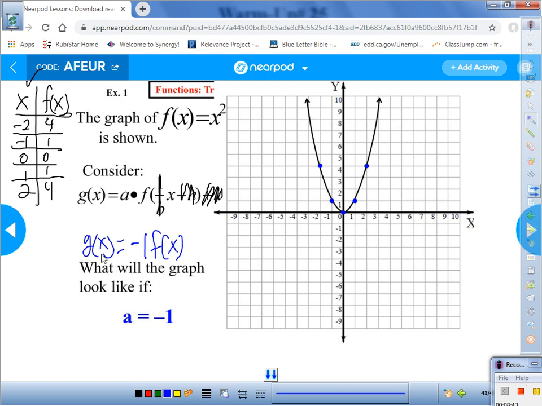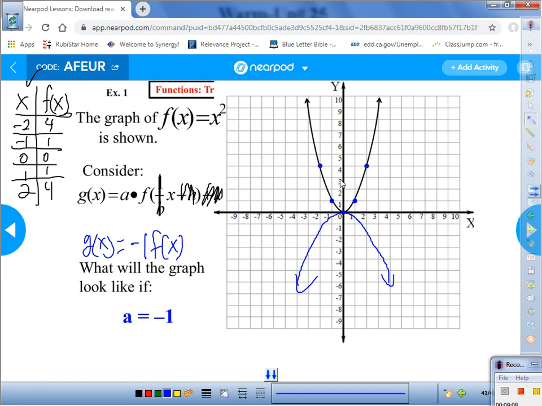This is the rule. So if this is the rule, this is saying, take f of x. What's f of x? All of this. And do what? Negative 1 times f of x. So what does it mean to have a negative 1 in front of it? That we do the inverse. Once again, if it's a negative in front of the f of x, what does it do to the function? It inverts it.